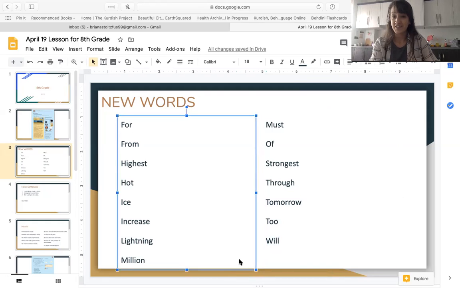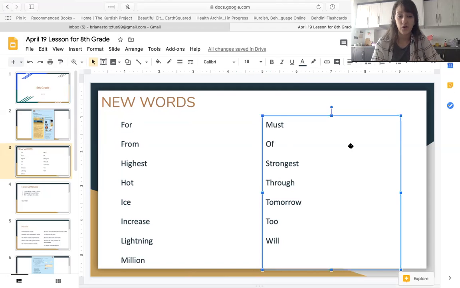Let's practice your pronunciation. I will say, you repeat. For, from, highest, hot, ice, increase, lightning, million, must, of, strongest, through, tomorrow, to, will.